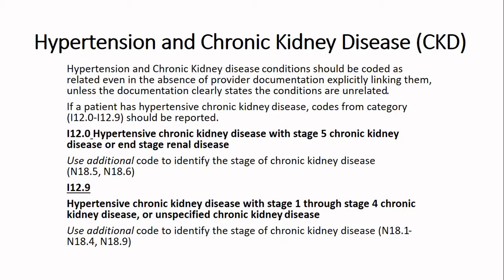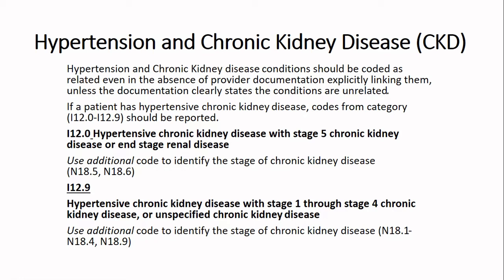The same goes for hypertension and chronic kidney disease. Hypertension and chronic kidney disease should be coded as related even in the absence of provider documentation explicitly linking them, unless the documentation clearly states the conditions are unrelated. So until the documentation states that the conditions are unrelated, you can code a combination code for hypertension and chronic kidney disease. Here there are two codes for the combination: I12.0 and I12.9.